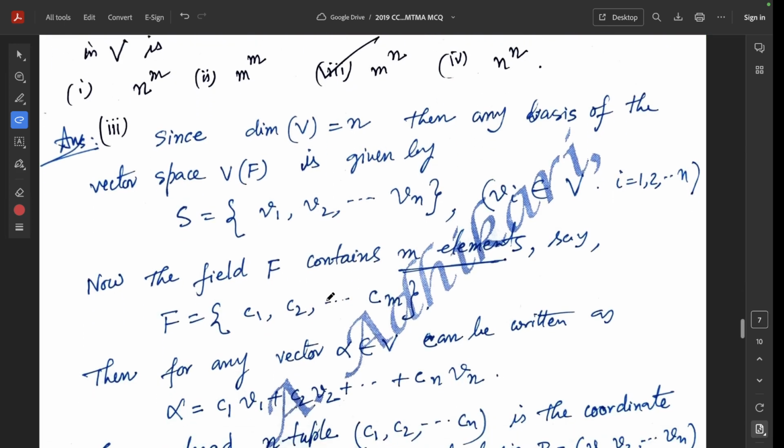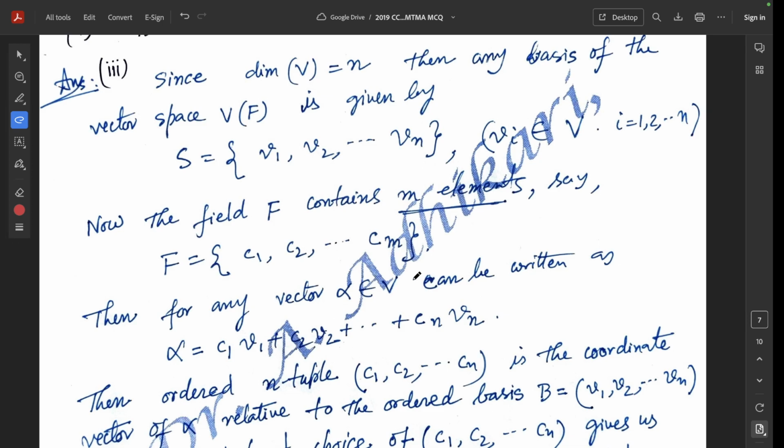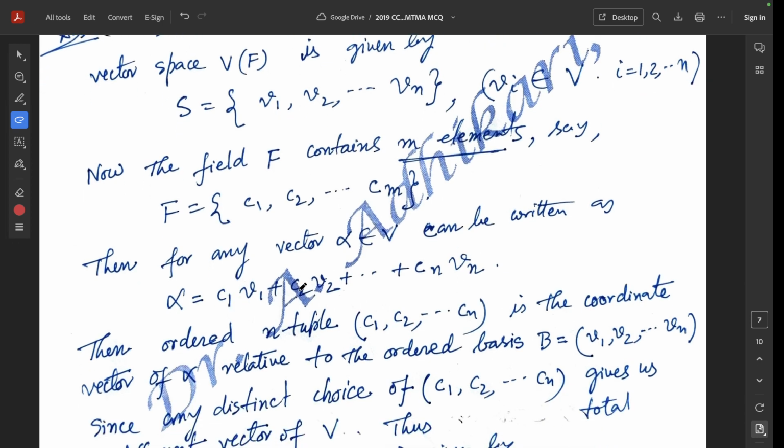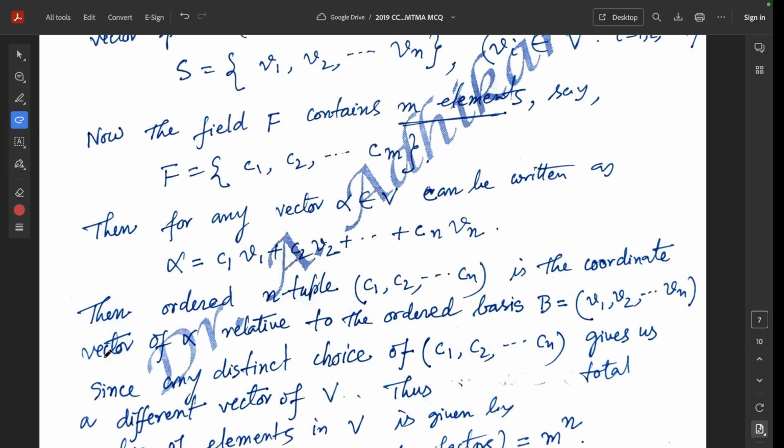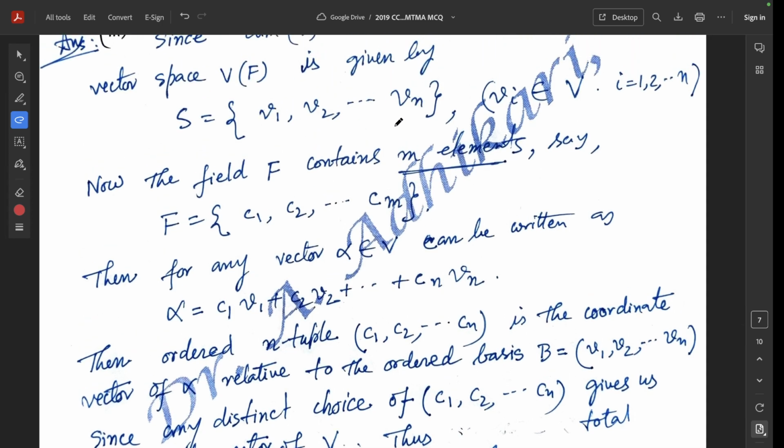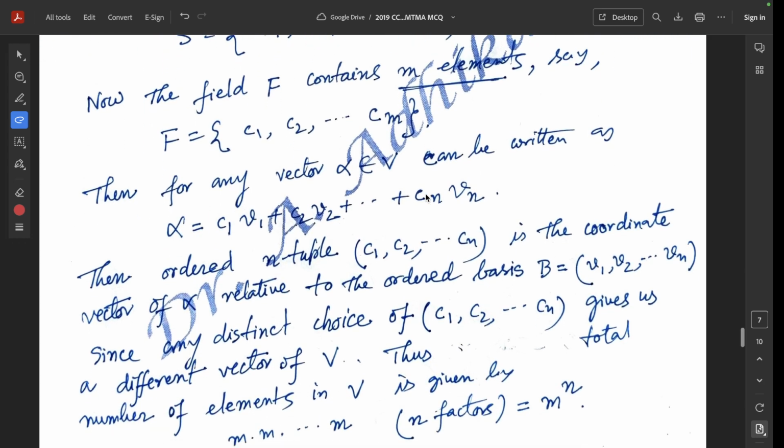Now the field F contains m elements, say F is the set of all those elements c1, c2, ..., cm. Then any vector alpha belonging to V can be written as alpha equal to c1 v1 plus c2 v2 plus ... plus cn vn. Then the ordered n-tuple (c1, c2, ..., cn) is the coordinate vector of alpha relative to the ordered basis B. If we take this basis v1, v2, ..., vn as an ordered basis, then any distinct choice of c1, c2, ..., cn gives us a different vector of V.